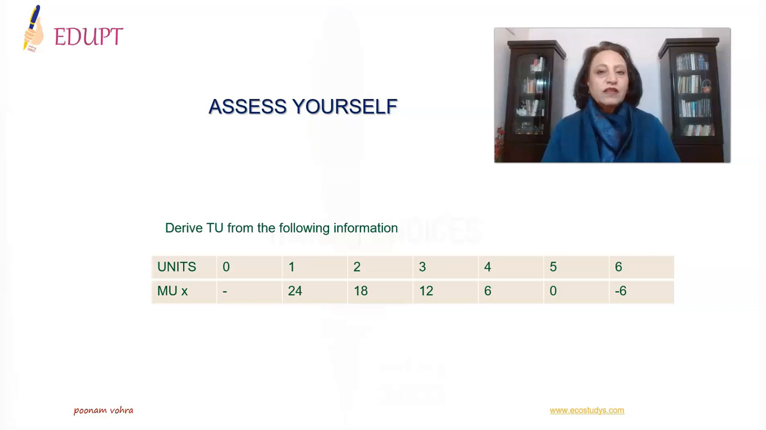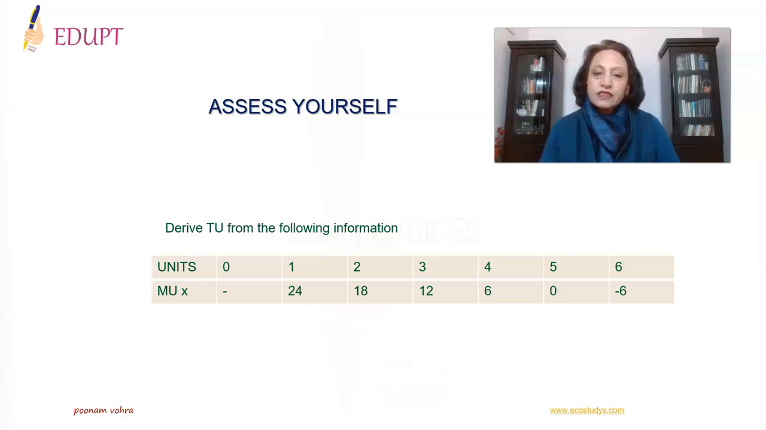Now have a look at this question. Units consumed are given and marginal utility is being given. You are required to find total utility. When unit consumed is 0, marginal utility is not defined. When 1 unit is consumed, marginal utility is 24 utils. With 2 units of consumption, marginal utility falls to 18 utils.